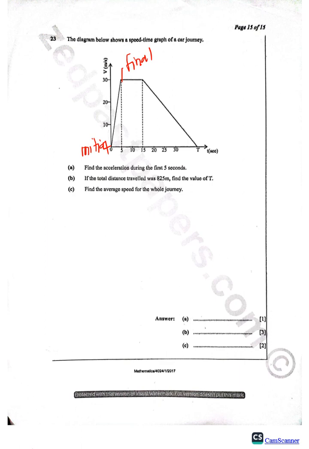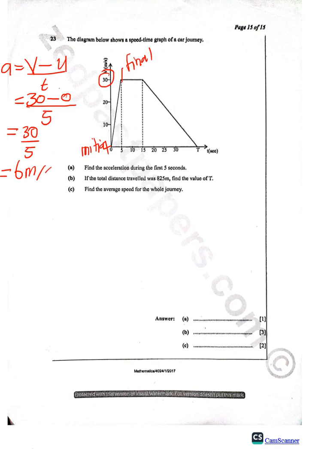We know that acceleration is equal to final minus initial over t. Our final velocity here is 30. Our initial is 0 since the line is originating from the origin. Our time, we are told in the first 5 seconds, so divided by 5. 30 minus 0 is 30 over 5. 5 into 30 is 6 meters per second squared. So that is our answer.